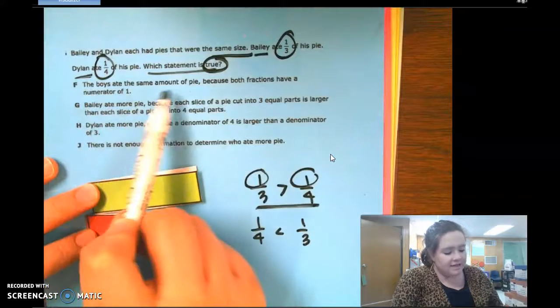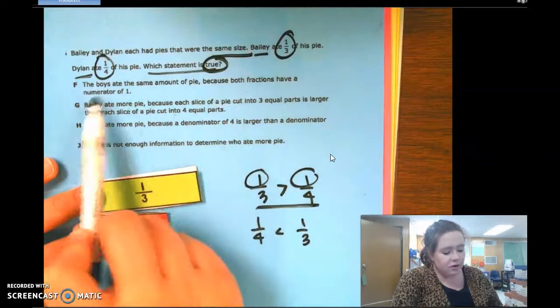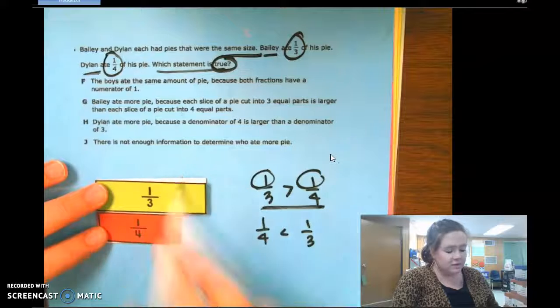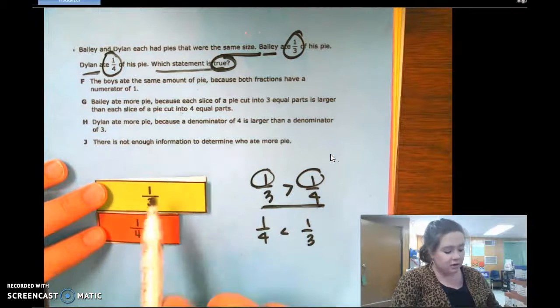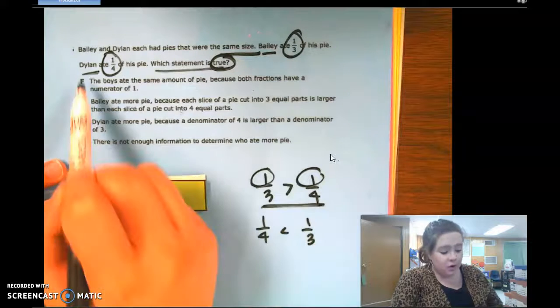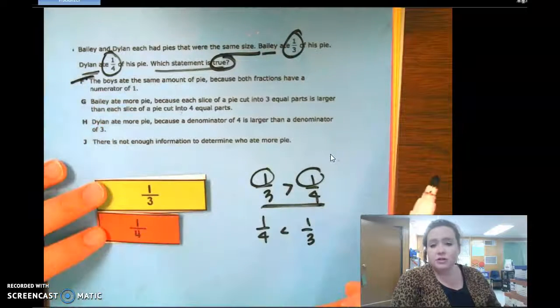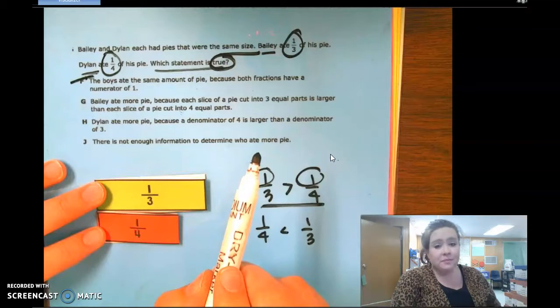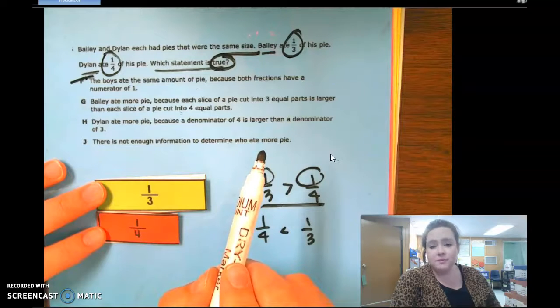The boys ate the same amount of pie because both fractions have a numerator of 1. Well, if this was the pie or something else, are these the same amount? No, they are not the same amount. That is not a true statement. Just because there's a 1 in front of it does not mean that they ate the same amount.